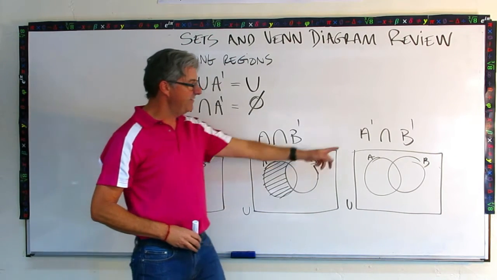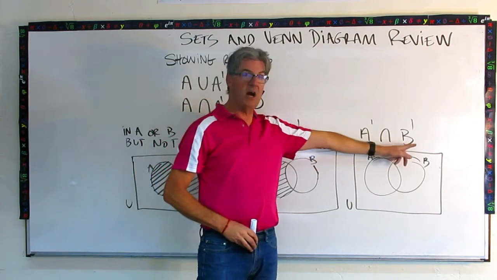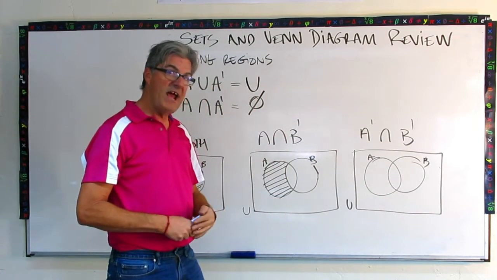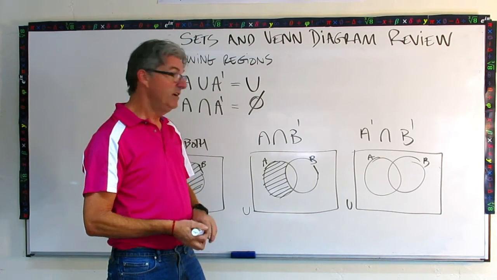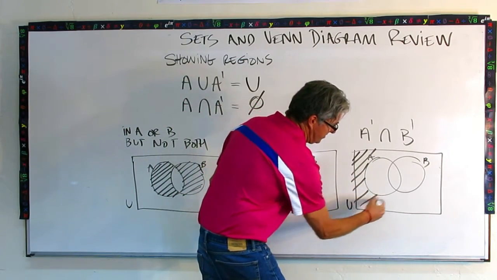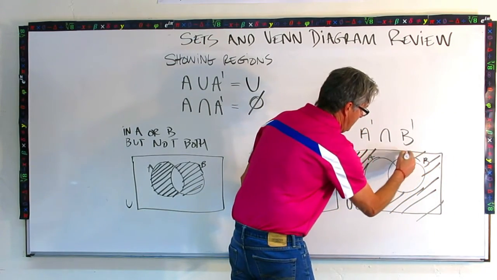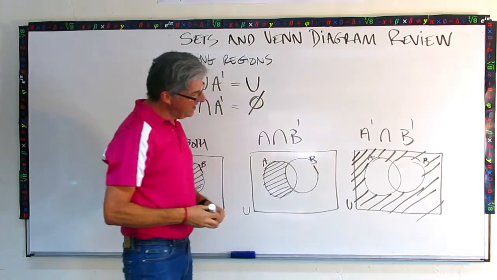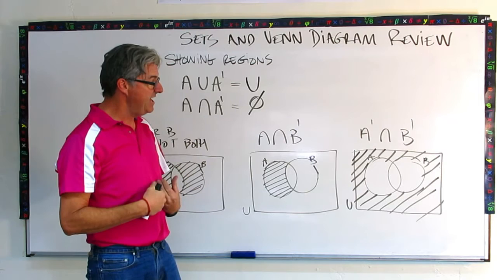Now this last one is kind of fun. The intersection of the complement of A and the complement of B. So what elements are both not in A and not in B? And that would be the outside of both circles. So all the elements that I've shaded there are at the same time both not in A and not in B.